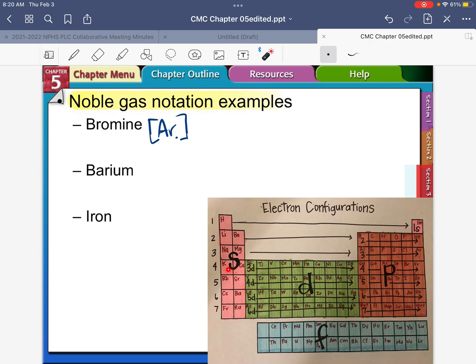So again, I'm going to start off by writing 4s2. The next thing in my configuration after 4s2 is 3d10. I then finish that and go over to bromine's area of the periodic table, so 4p5 is the last thing in my configuration.